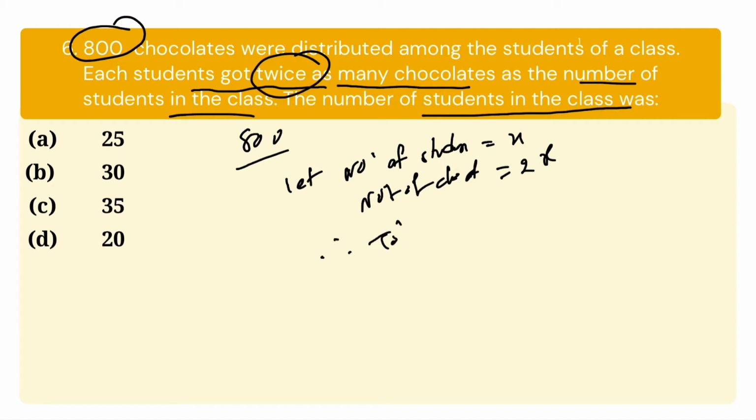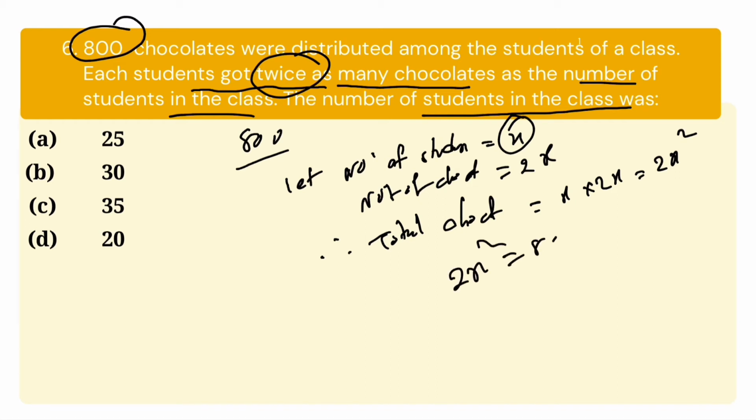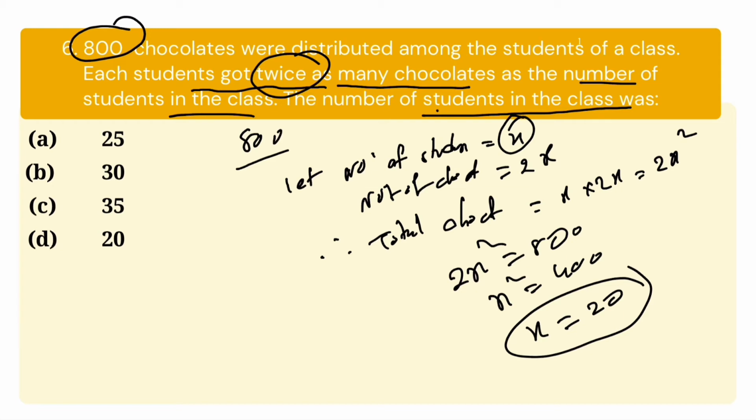Therefore, total chocolates is equal to number of students into number of chocolates, which is equal to 2x square. And they have already given that the total number of chocolates is 800. So make 2x square equal to 800. So x square is equal to 400 and x is equal to 20. So the number of students in the class is 20 here.